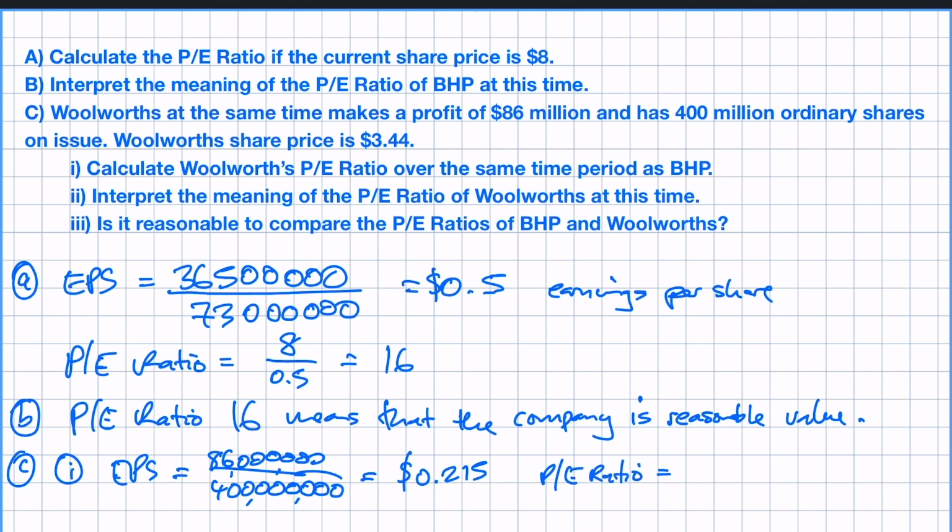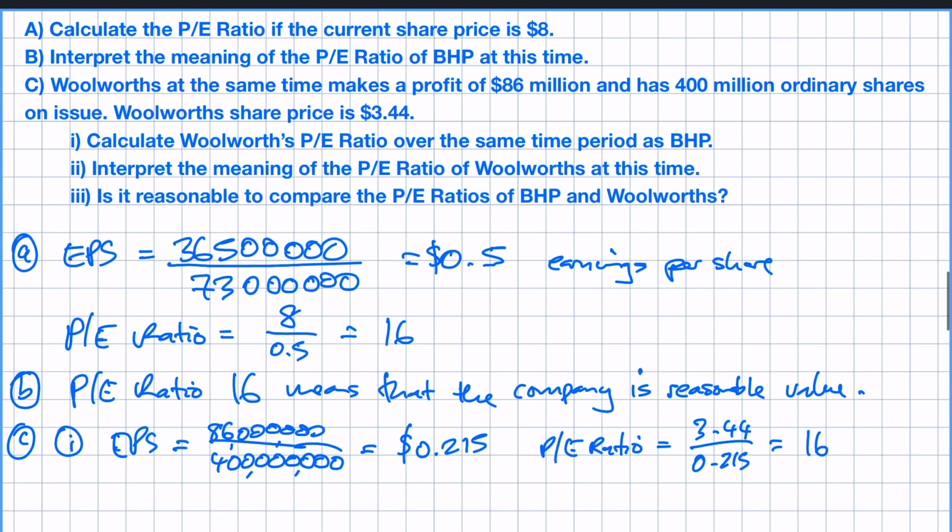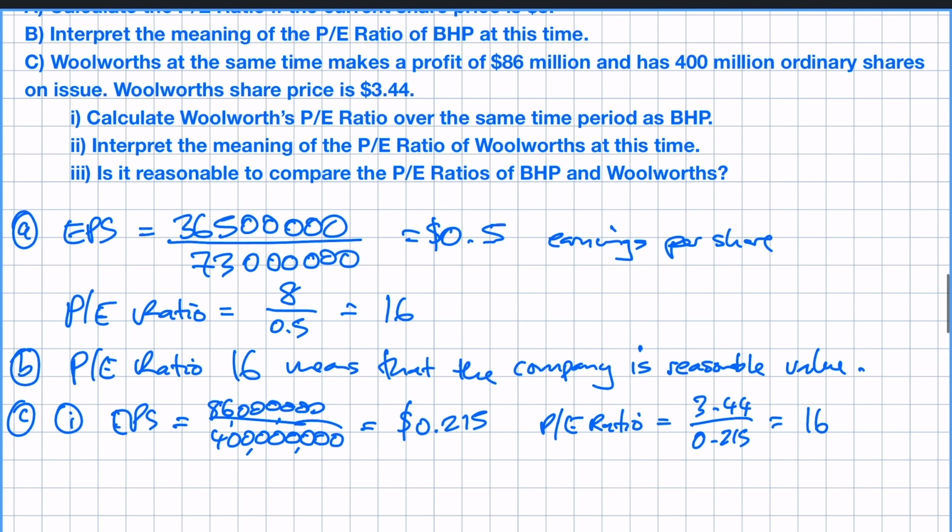And PE ratio. What's the share price of Woolies for the working out here? Is it $8 still? $3.44 divided by 0.215. $3.44 divided by 0.215 is 16 as well. I didn't plan that. I just chucked these numbers together. So that wasn't intended, but whatever. It doesn't affect what we're trying to do.